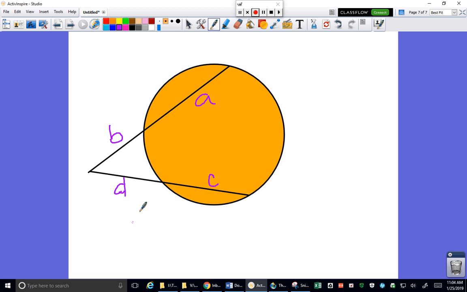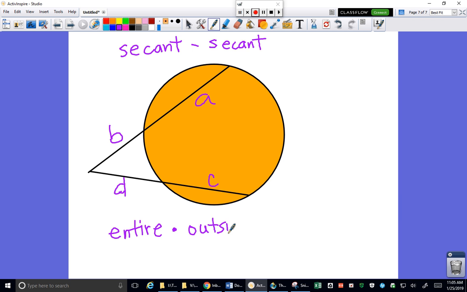Okay, and what we find when we have a secant and a secant that meet together is we get the entire length. If we take the entire length and multiply it by the outside of one secant, that will be the same thing as if we do it over there. It's equal to this entire length times its outside.